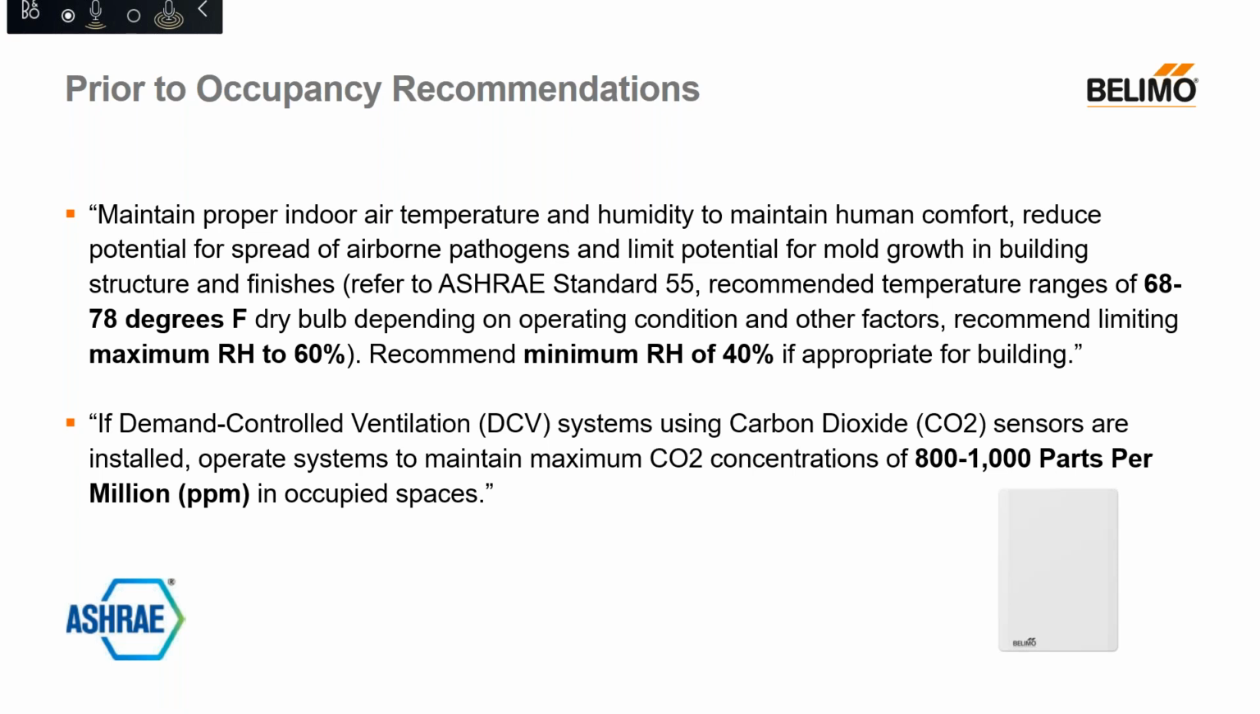Next is DCV operation. Your demand control ventilation system should be set to 800 to 1000 ppm. Once that set point is reached in DCV mode, the damper should begin to increase ventilation.